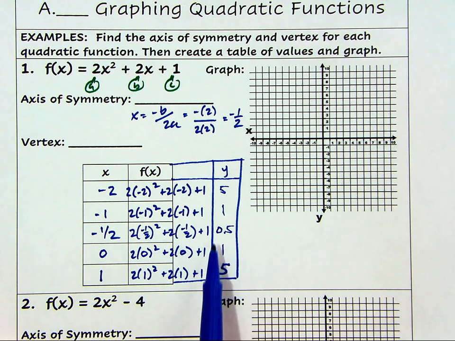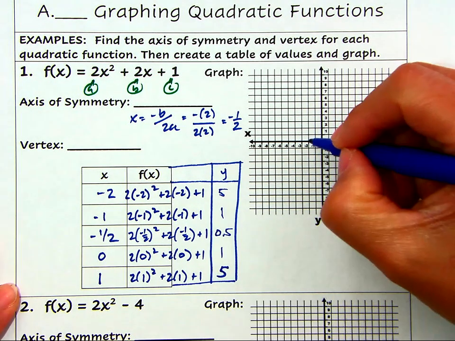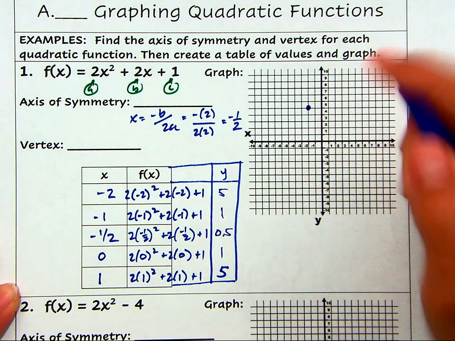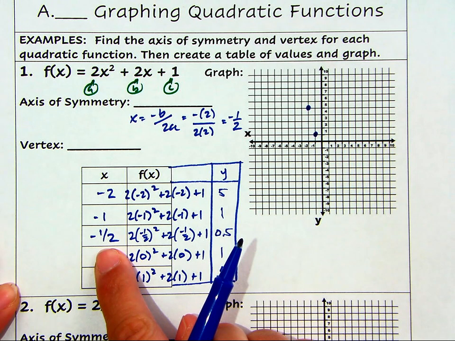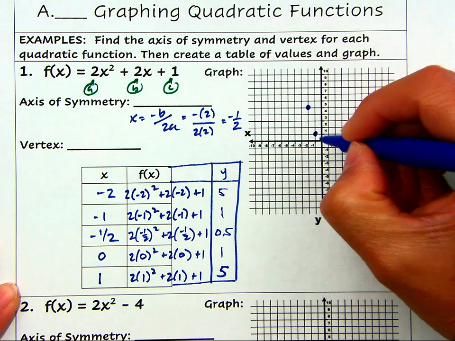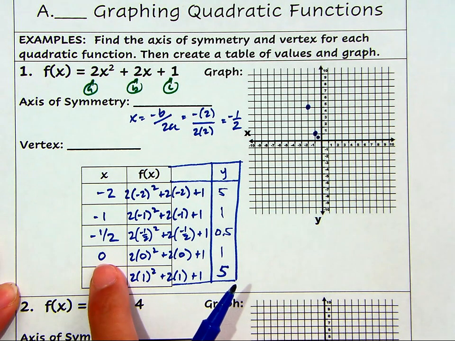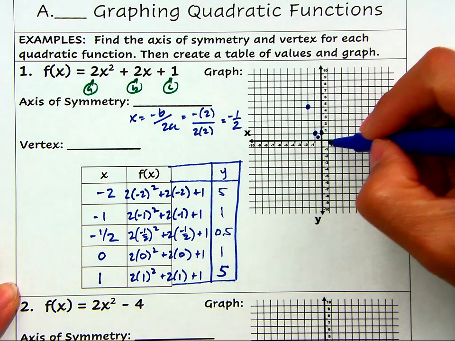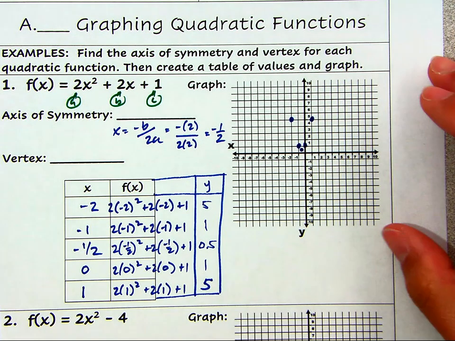All right, so let's start with x negative 2, y 5. Should be right there. Okay. X negative 1, y 1. Should be right there. X negative 1/2, y 1/2. So if I go half a space back and then half a space up, my point would be right there. Okay. X0, y 1. Be right there, and x1, y5 be right there. So I've got that U shape, but it's a little bit narrower this time around.